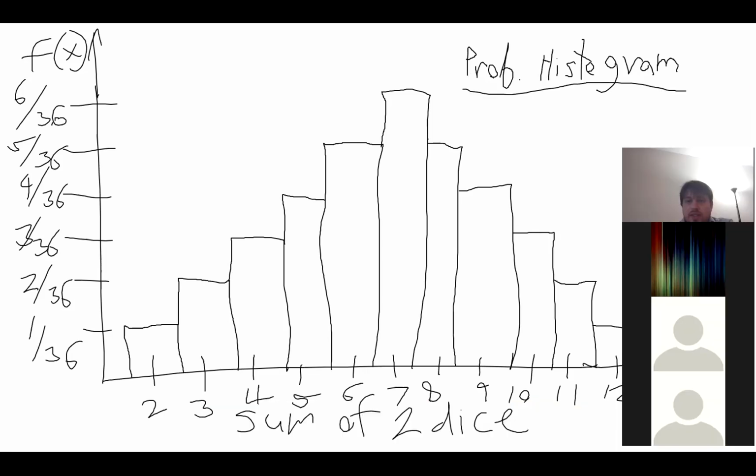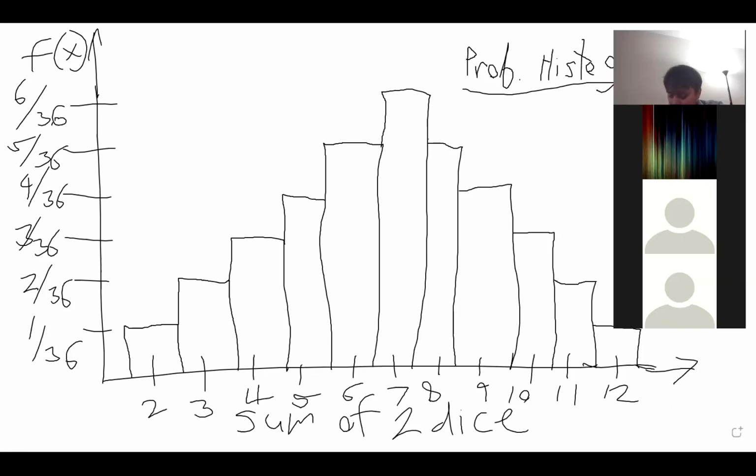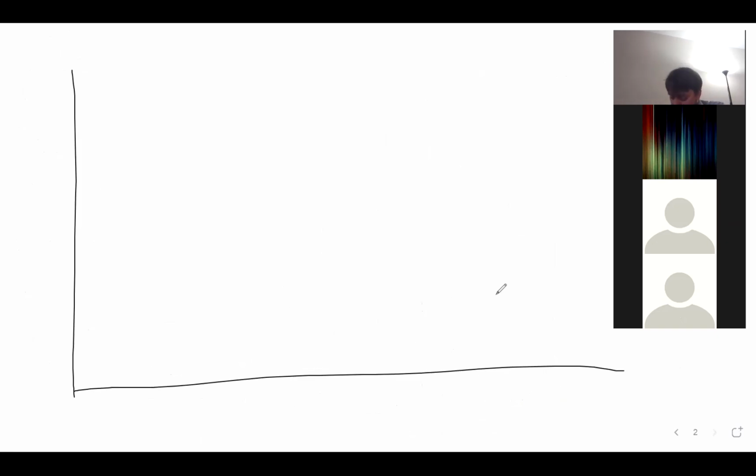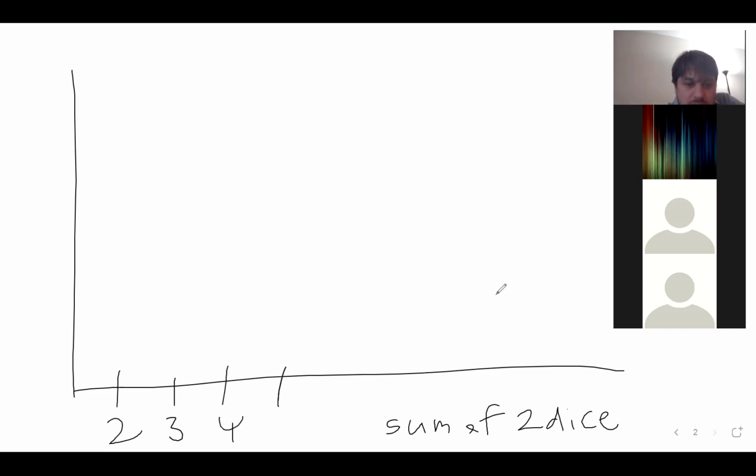Next, let's do an example of a bar chart. Same situation. You roll 2 dice, and you want to draw a bar chart of the same situation. So you have the sum of 2 dice. Possibilities for the sum are 2, 3, 4, 5, 6, 7, 8, 9, 10, and 11.